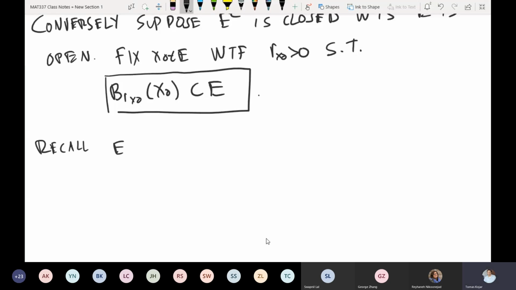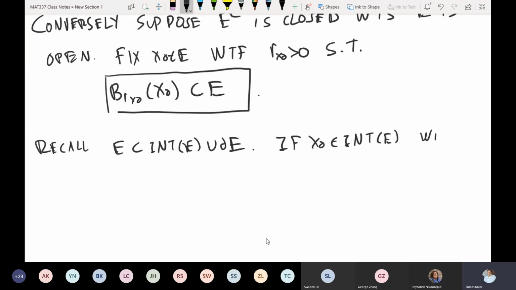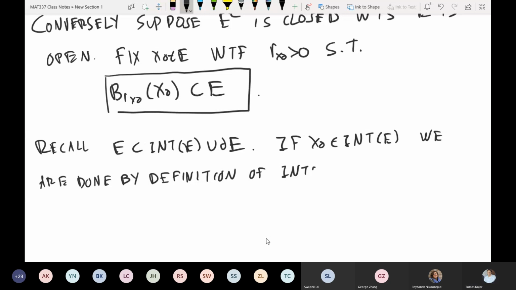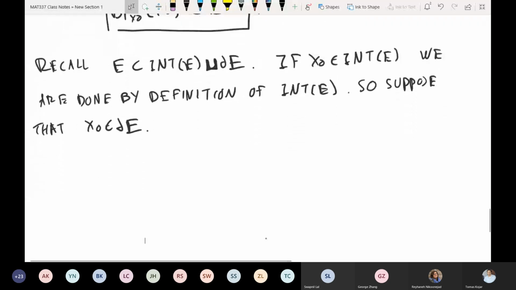All right. Recall E is the interior of E and the boundary of E. So if x naught is in the interior of E, we are done by definition of interior of E. So the tricky part is, suppose that x naught is in the boundary of E, i.e., E and the boundary of E have non-empty intersection. This will give us a contradiction.